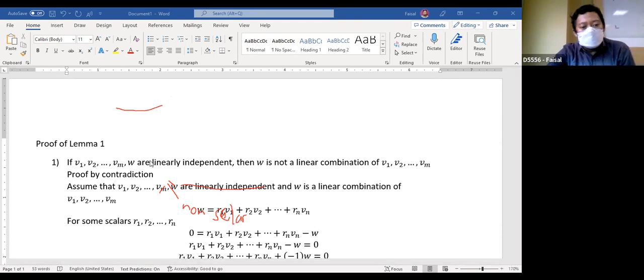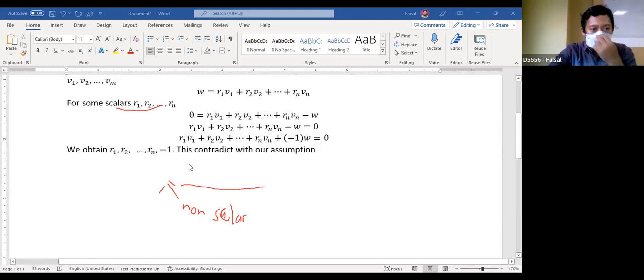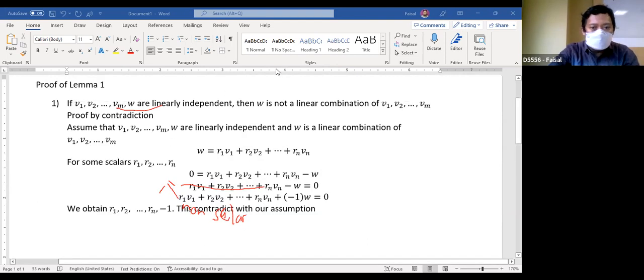If these are linearly independent, then W is not a linear combination. That's the proof of the first direction. And I will leave the proof of the second direction for you.